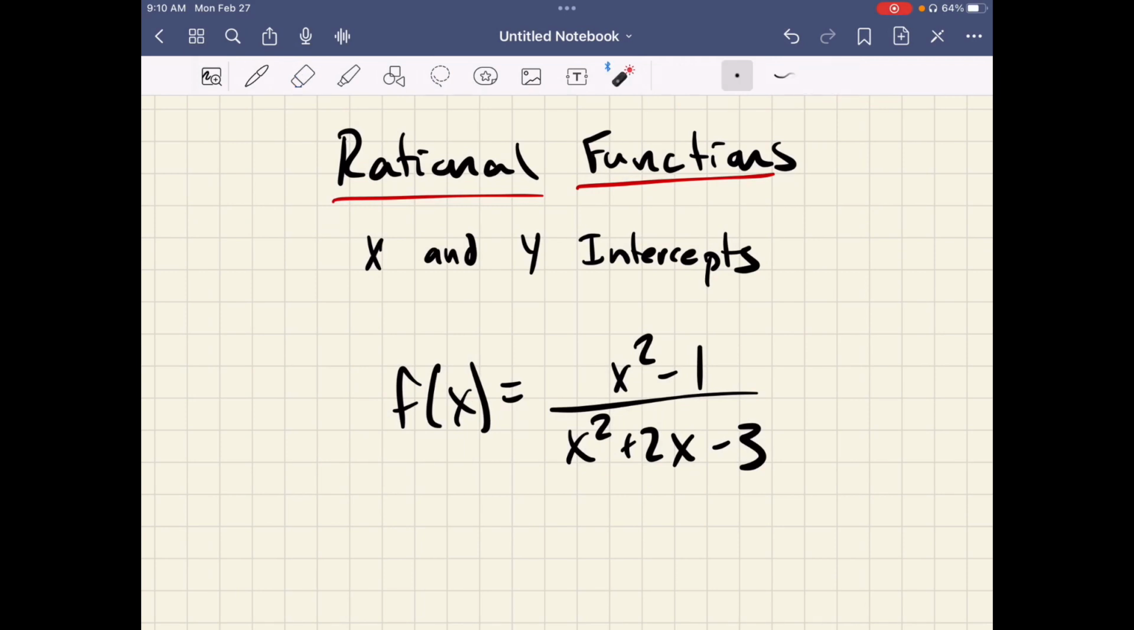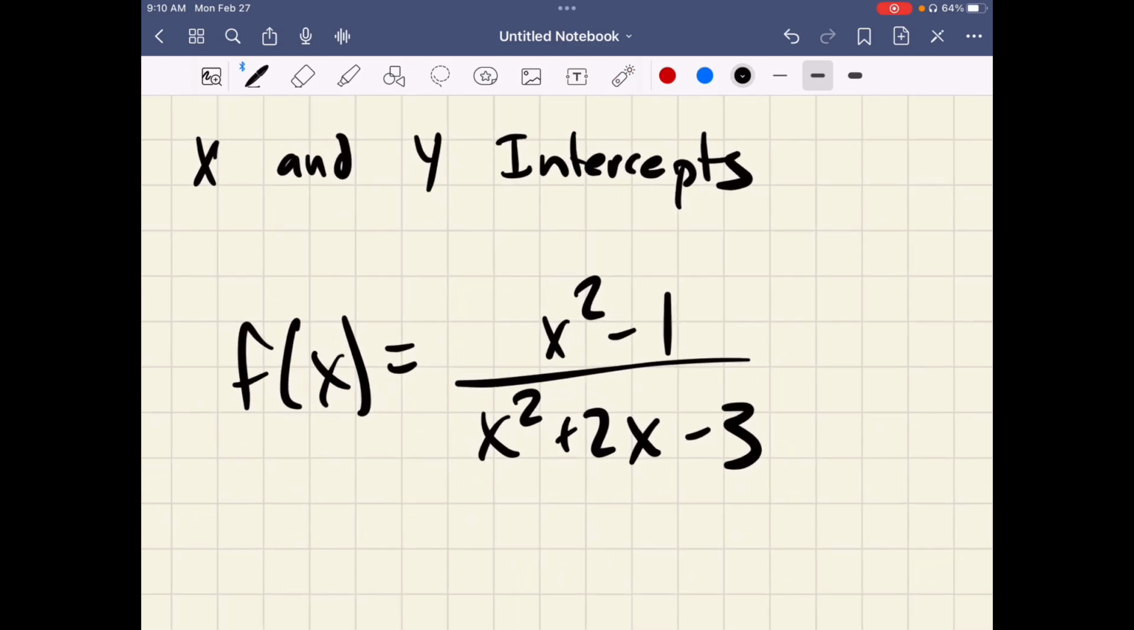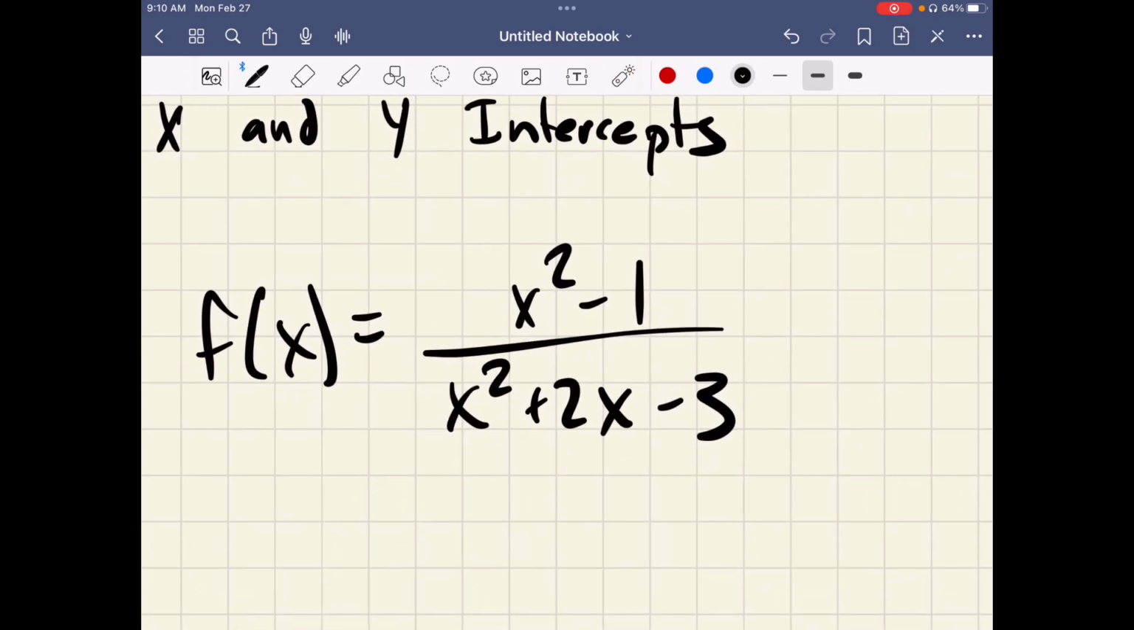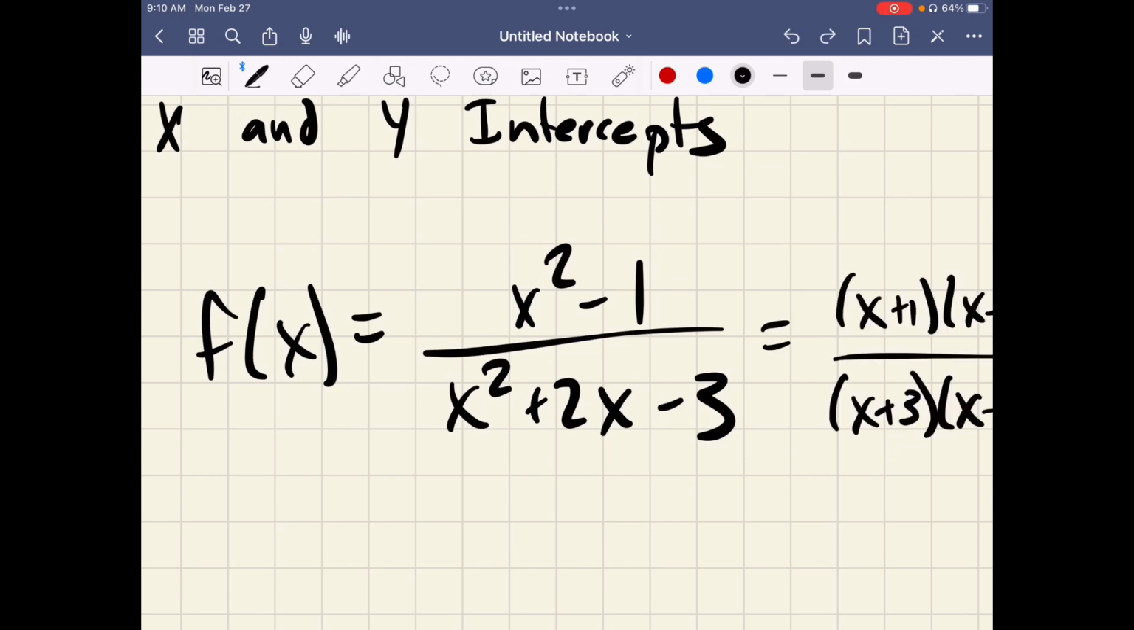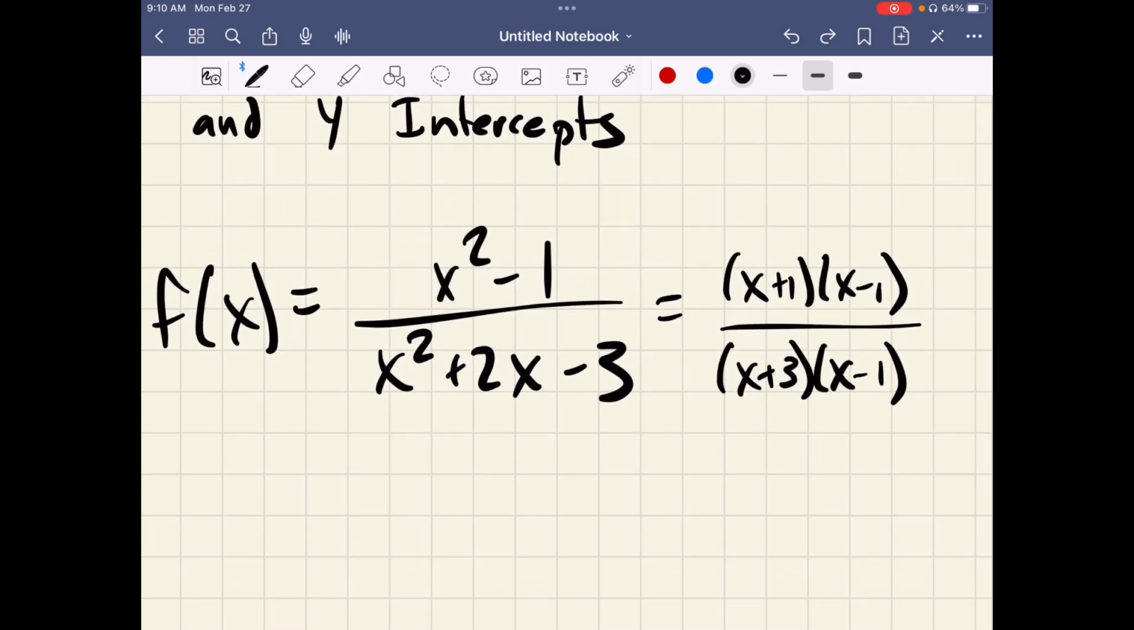Alright, in this video we're going to talk more about rational functions, and specifically how to find the x and y intercepts. You've probably seen this function before if you've watched some of the other videos. The first thing you're going to do is factor it into our two binomials, so that if I were to multiply the numerator out, I get x squared minus 1, and same thing for the denominator, I'll get this bottom polynomial.